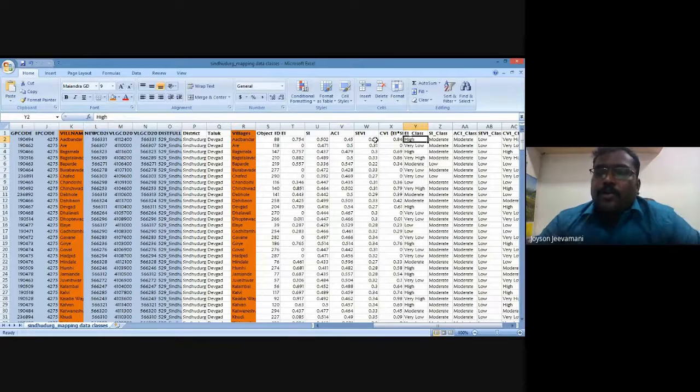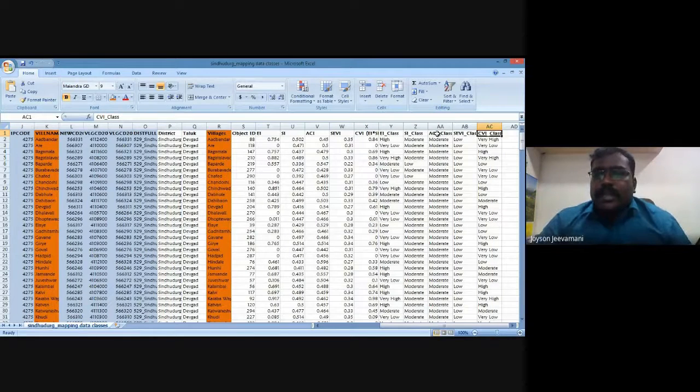And I have given a class. As already told, all index values range from 0 to 1, which is segregated into 5 categories. 0 to 0.2 is very low, 0.2 to 0.4 low, like that. Here the exposure index is 0.75 for this village, so it lies in the range 0.6 to 0.8. So it is high. Like that, I have given the class for exposure index, sensitivity index, adaptive capacity index, and cumulative vulnerability.